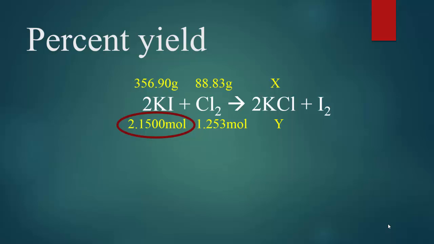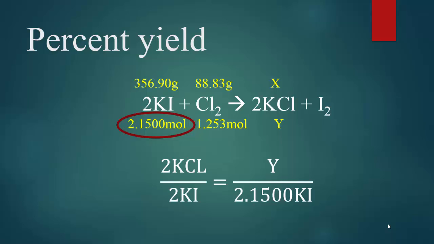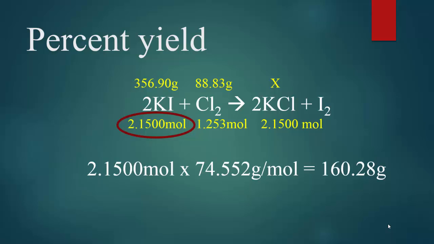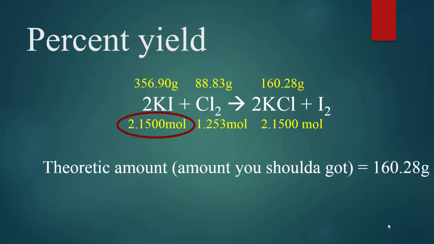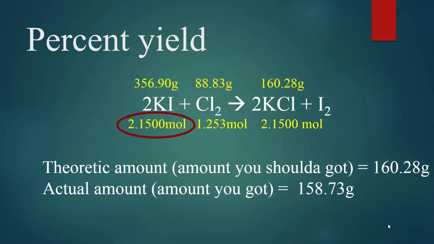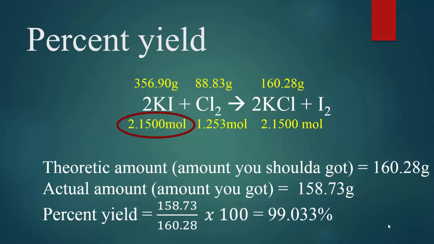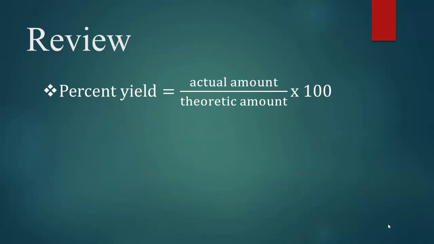So I need to know how many moles of potassium chloride I'm going to make. Set my ratio up, solve for Y. Y is 2.1500 moles. So I put that over there. Moles times molecular weight equals grams. So my theoretic amount is 160.28 grams of potassium chloride. The actual amount I got was 158.73 grams. Percent yield is actual amount divided by theoretic amount times 100. Plug the values in. I get a 99.033% yield.